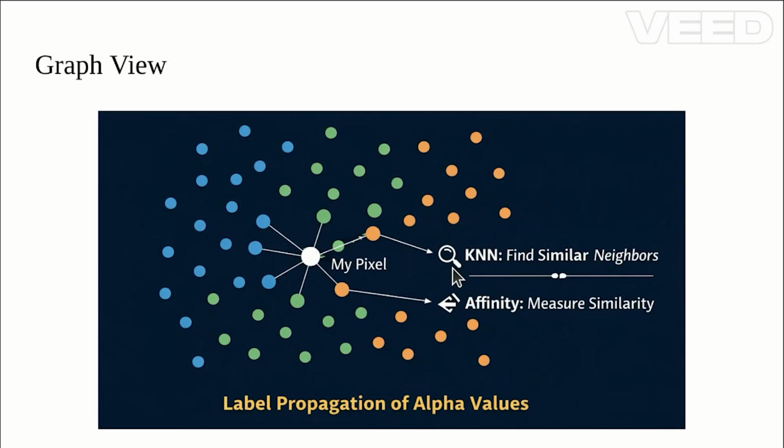And if we see it in the graph view, each pixel is treated as a node in the graph. For every pixel, we find its k nearest neighbors using feature similarity. Then we create edges between similar pixels to form the graph. And this allows the alpha value, which is opacity, to propagate across similar regions, which is known as label propagation.